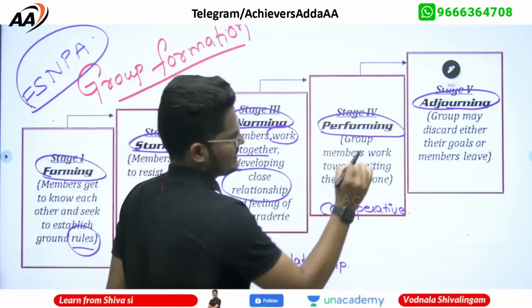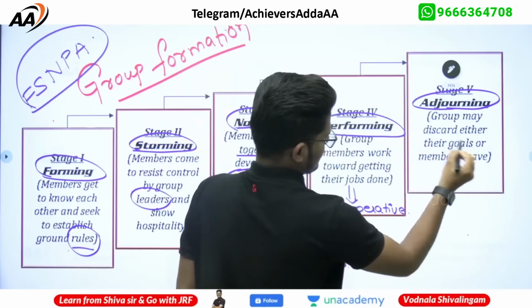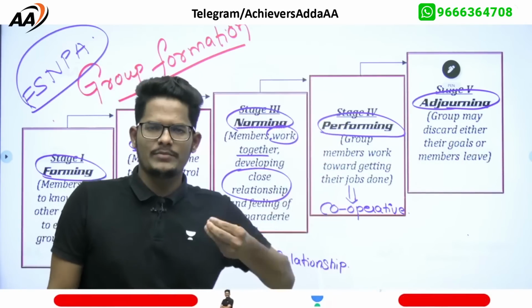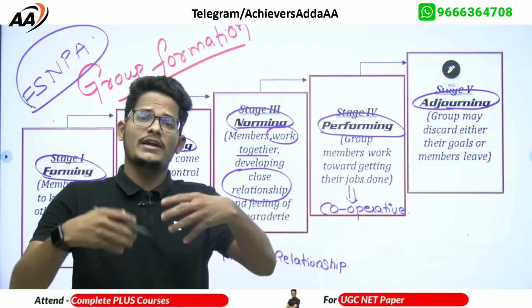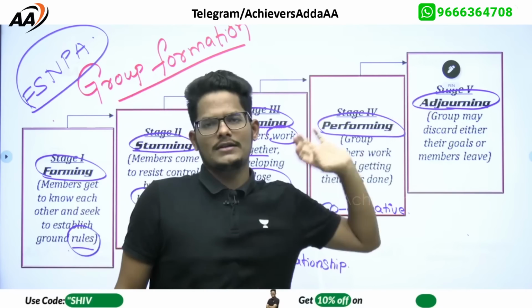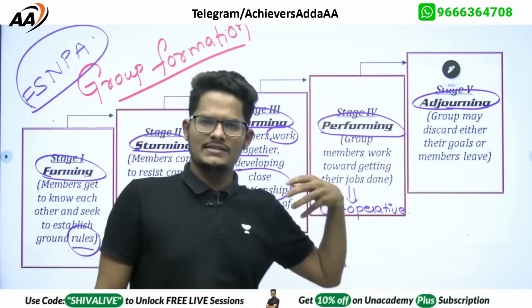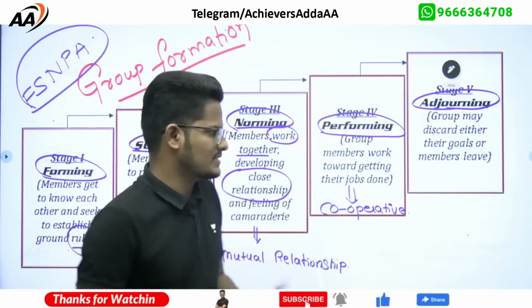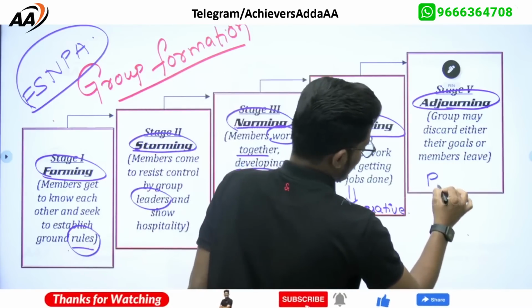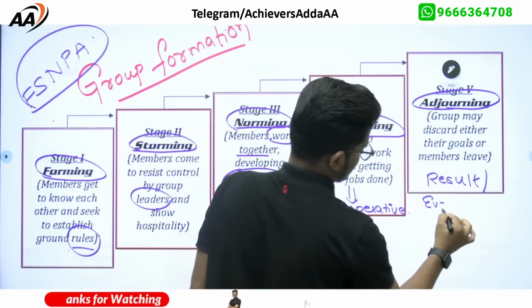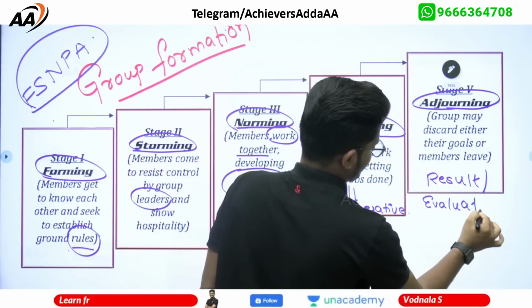Next, the fifth one is adjourning. Whenever they are executing a task, the group may discard either goals or members. Those who are not doing their work properly will be removed from the group. Those who are working very hard for the outcome of the group will get an award. A reward or a punishment, everything will happen in the adjourning stage. That is a result stage. I would say this is the final evaluation or result stage of the group.